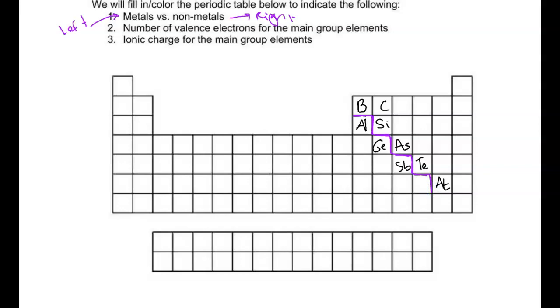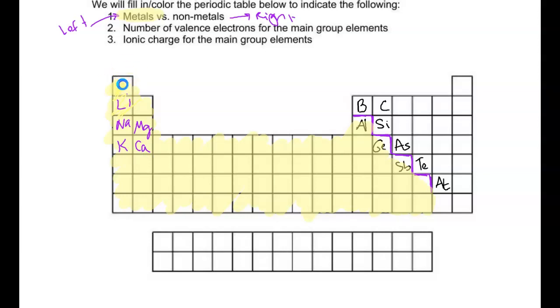So I'm going to take a yellow highlighter and highlight on this side my metals. You can choose whatever color you like, but go ahead and color in your metals on this side, on the left-hand side of your periodic table. Your metals include things like lithium, sodium, magnesium, potassium, calcium. All of these are metals. The only one that I shouldn't have colored really is this top one, which is hydrogen.